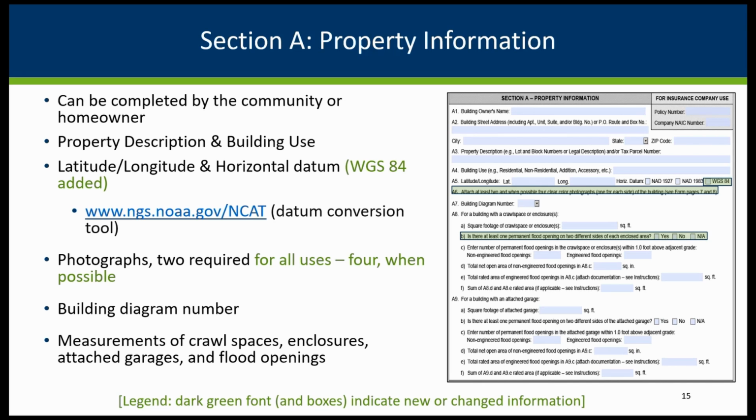You're also going to be entering your building diagram number. Ceil kind of touched on those building diagrams. There are 11 of them in total. You can view those in the instructions for the elevation certificate, and we're going to talk more about building diagrams in some of the later slides. This is also the section where you're going to enter measurements for crawl spaces, enclosures, attached garages, and flood openings. And again, we're going to talk a little bit more about those on the next slides.